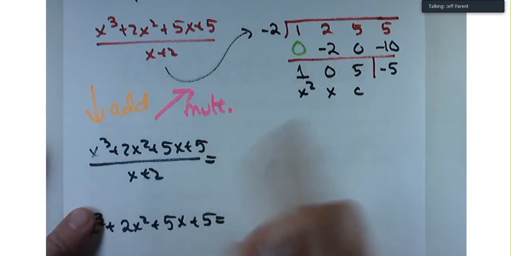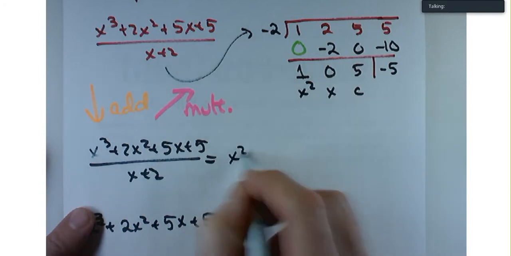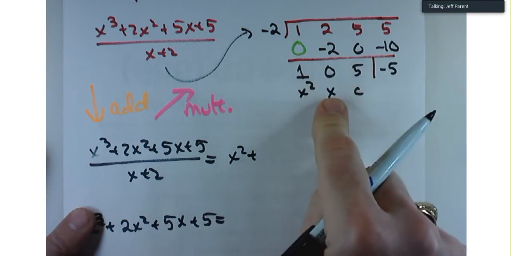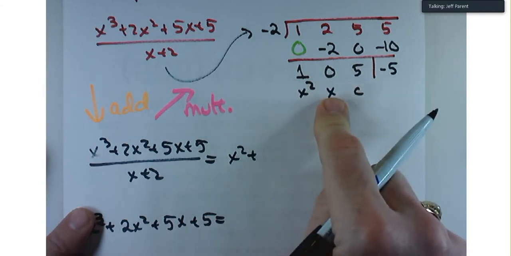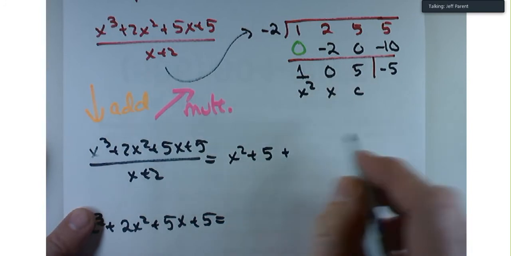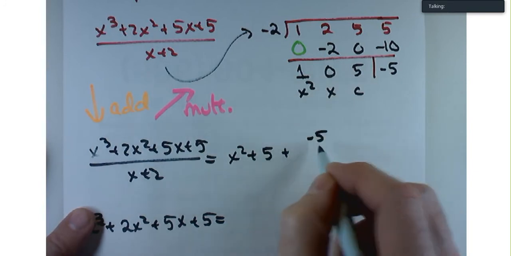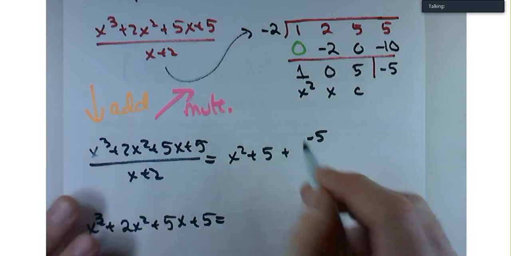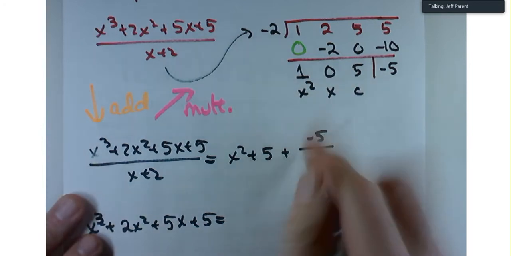So my answer here is 1x squared plus 0x, which I'll just leave off, plus 5 plus... So we can't just put plus x. If you put plus x, then that's really putting in plus 1x, so that would be different than 0x. You can put in 0x if you want, but you can't put an x here in this one, because that would mean there's a 1 there. Plus negative 5 over x plus 2.